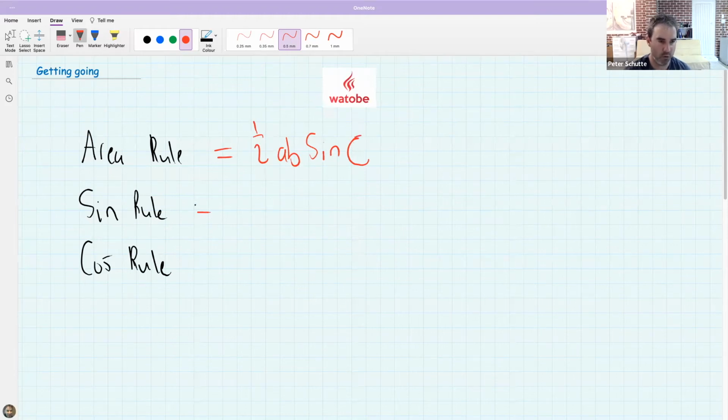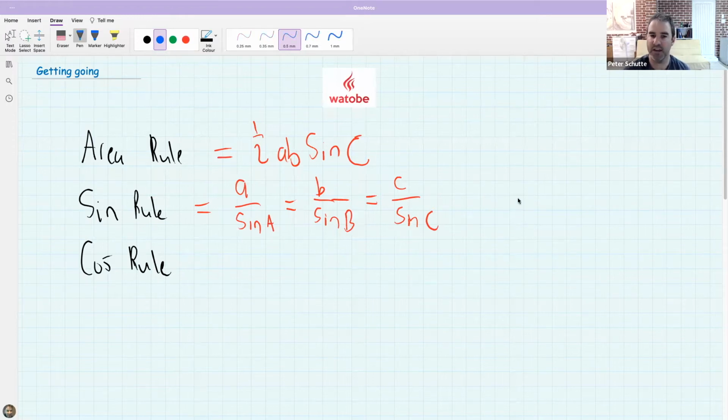The sine rule depends on what you're looking for. If you're looking for a side, you generally write the side on top first, and then the sine rule will look like that.